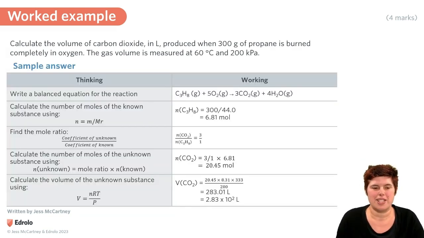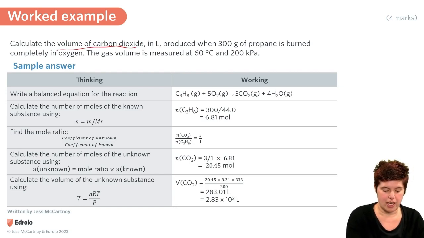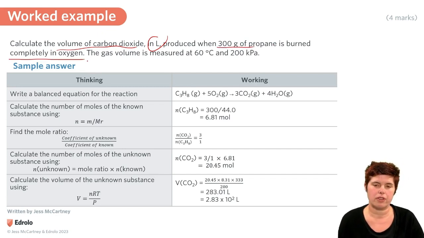So we have another worked example here. This is going to be using a different formula when we're looking at volume. So it's calculate the volume of carbon dioxide in litres produced when 300 grams of propane burned completely in oxygen. So it's very, very similar.